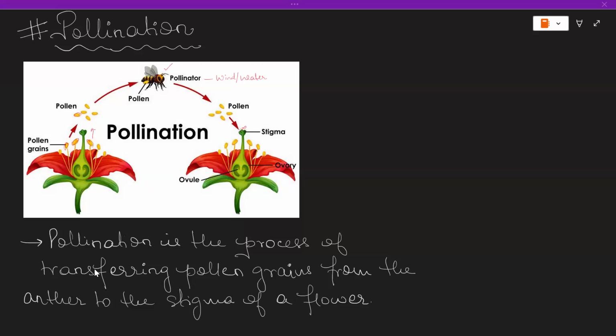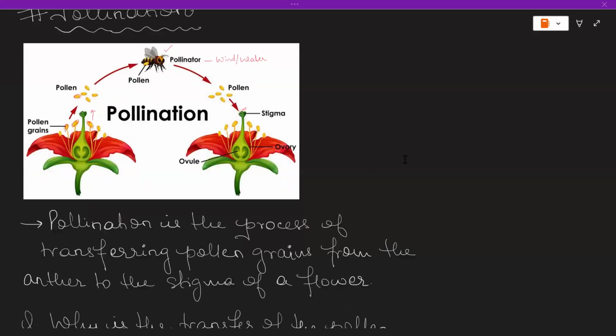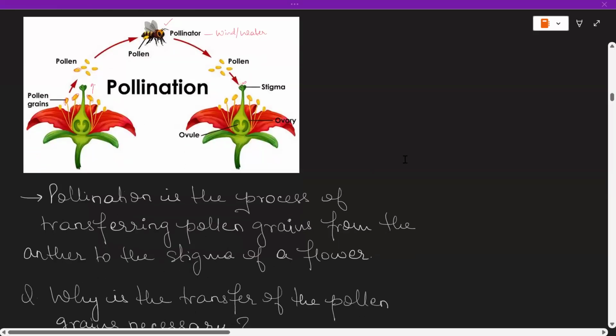Ma'am, should we draw the diagram? Yes, roughly. Not very artistic. You can draw it roughly, just to get the idea of what is happening during pollination.